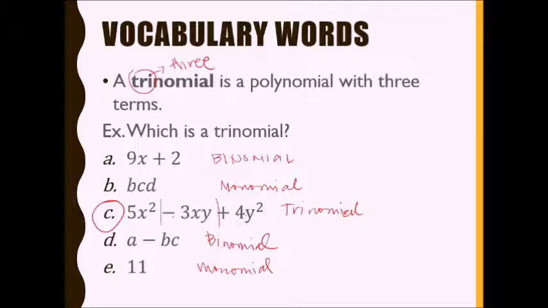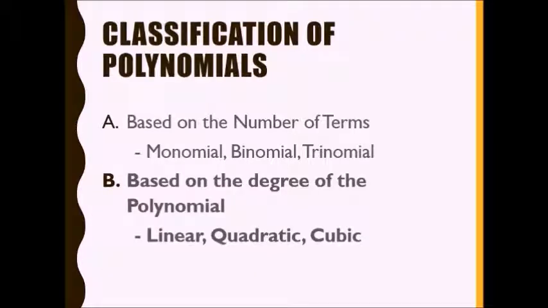Next, so those are the classifications based on the number of terms, no? So one thing that you should remember is that only up to 3, no, we only have special words or special na nickname kapag po sa number of terms, no? Hanggang 3 lang. Pag naging 4 or 5 or 6, wala na siyang special name. It's just a polynomial. Okay? So now let's proceed with the classification of polynomials based on the degree of the polynomial.